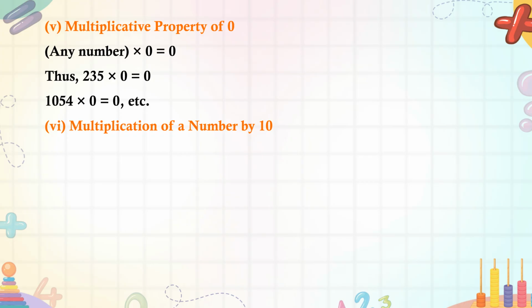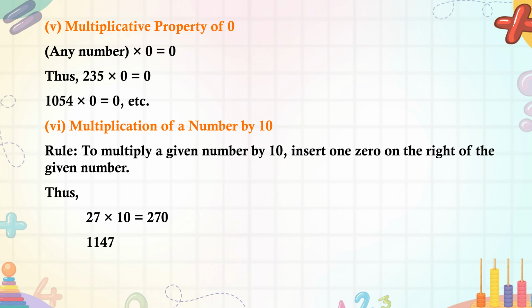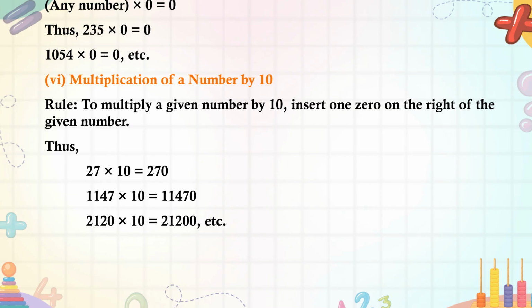6. Multiplication of a number by 10. Rule: to multiply a given number by 10, insert 1 zero on the right of the given number. Thus, 27 multiply 10 is equal to 270. 1147 multiply 10 is equal to 11470. 2120 multiply 10 is equal to 21,200, etc.